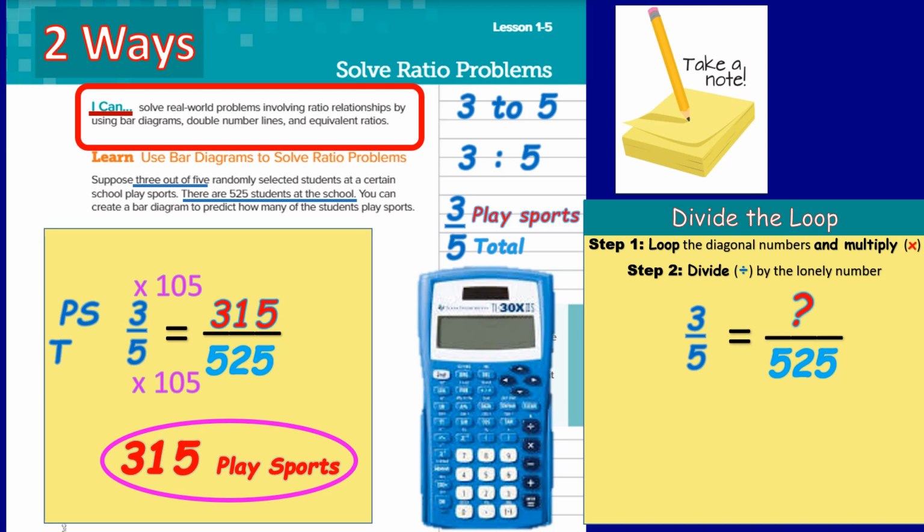I'm going to loop the diagonal numbers and multiply. Well, I only have two numbers that are diagonal to each other because a question mark is not a diagonal. So I'm going to loop the 525 and the 3, and I know I'm going to multiply.